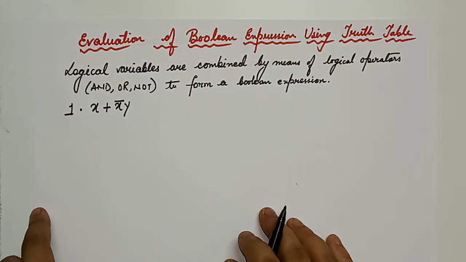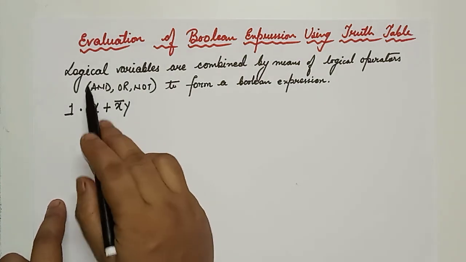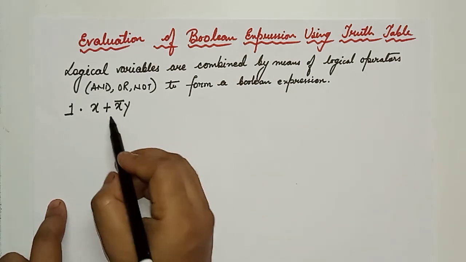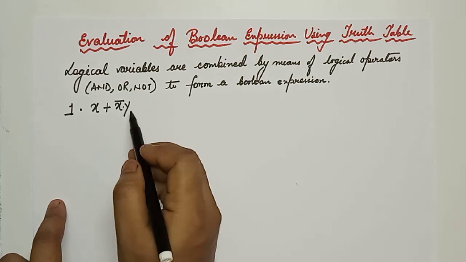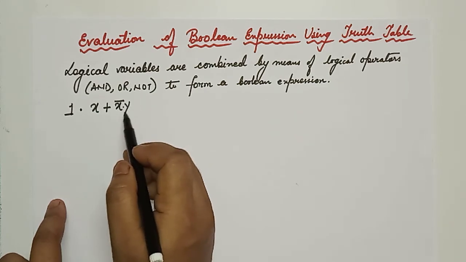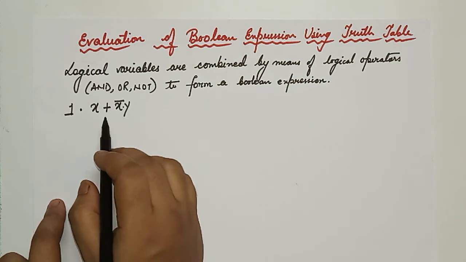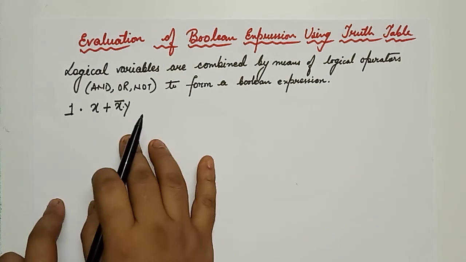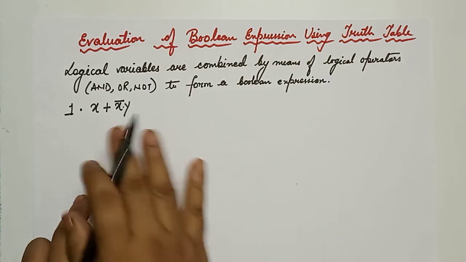This is a Boolean expression. X, X bar, Y, all these are what? Logical variables, and how are they combined? They are combined by means of the logical operators. Over here the plus sign and the dot sign, all these are what? The logical operators. When the logical variables are combined together using logical operators, these are called what? The Boolean expression. Now this expression we have written, now we will learn how to evaluate the Boolean expression.